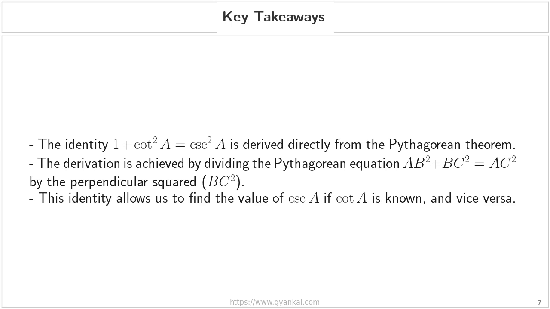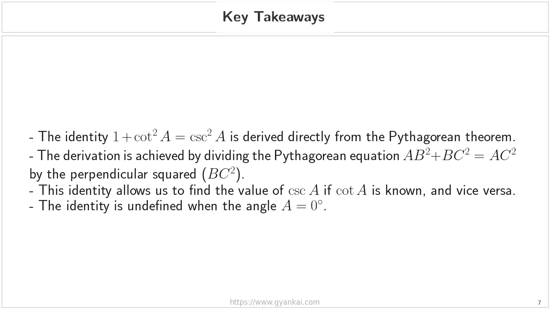The real power of this identity lies in its utility. This identity allows us to find the value of cosecant of A if cotangent of A is already known, and vice versa. It creates a direct mathematical link between these two ratios. Finally, a quick reminder on the limitations. We must remember that the identity is undefined when the angle A equals 0 degrees, because, as we discussed earlier, that would lead to division by 0 in our ratios. Now, before we wrap up, let's look at some common pitfalls that students often encounter during exams.